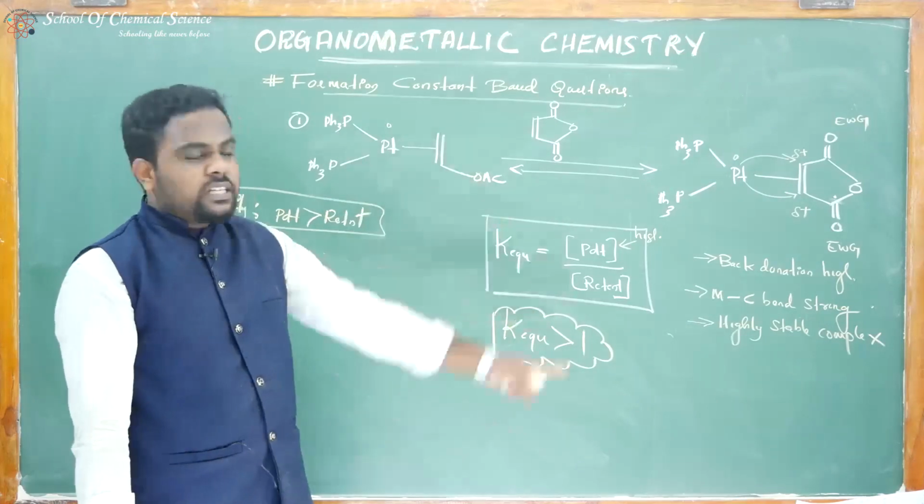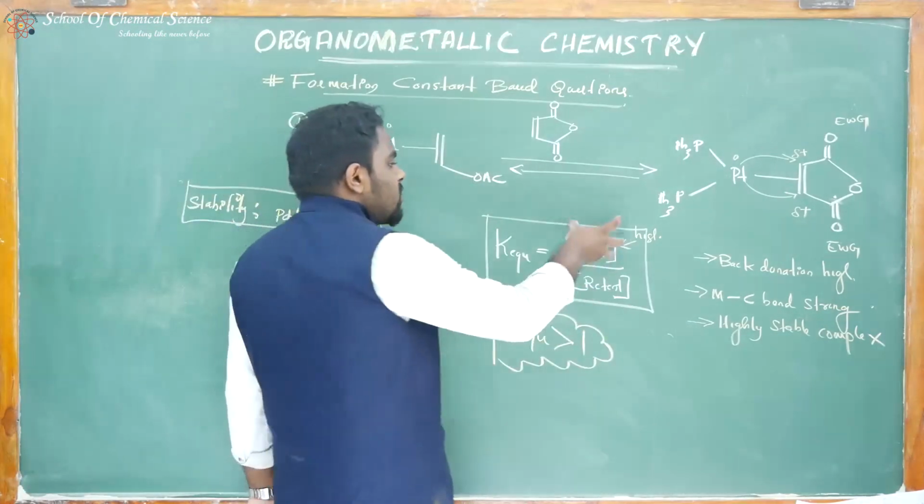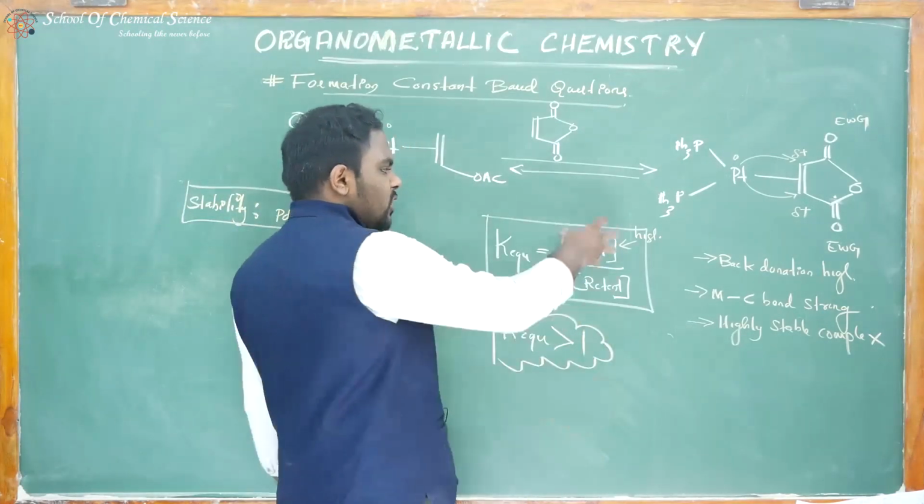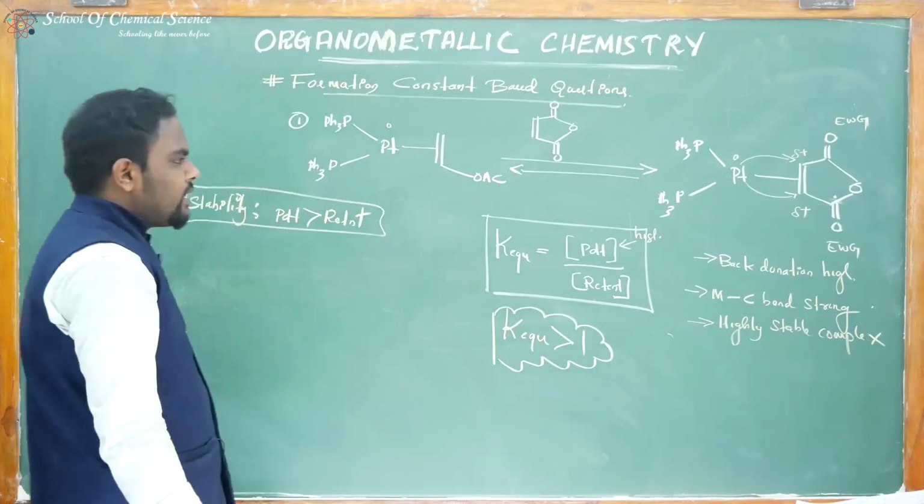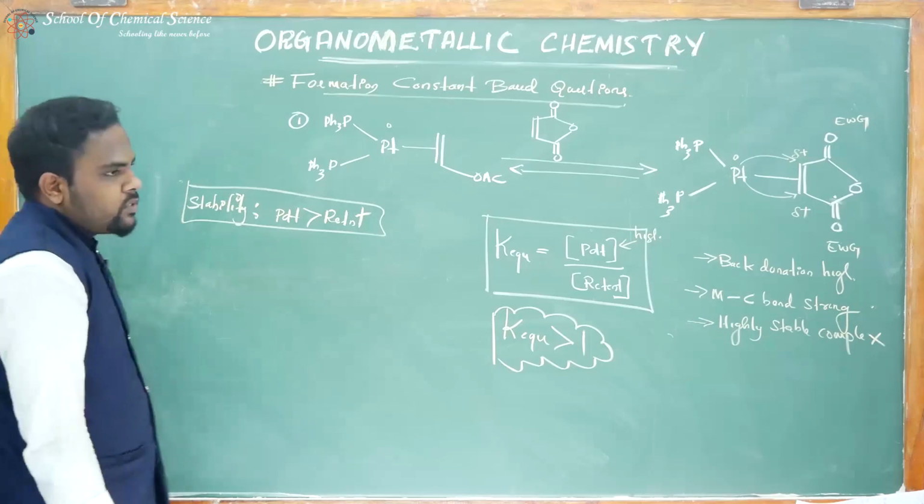Definitely the equilibrium constant is greater than 1 when the concentration of product is higher. Concentration of product higher means numerator high. So definitely K equilibrium is greater than 1. So a very important question.